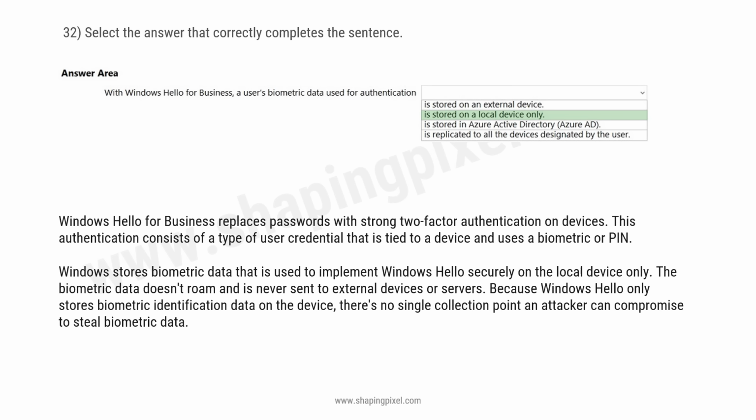So Windows Hello for Business replaces passwords with strong two-factor authentication on devices. This authentication consists of a type of user credential that is tied to a device and uses a biometric opt-in. Windows stores biometric data that is used to implement Windows Hello securely on the local device only. The biometric data doesn't roam and is never sent to external devices or servers. Because Windows Hello only stores biometric data on the device, there's no single collection point an attacker can compromise to steal biometric data.